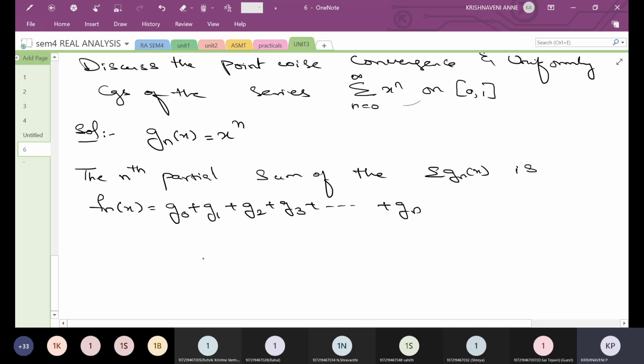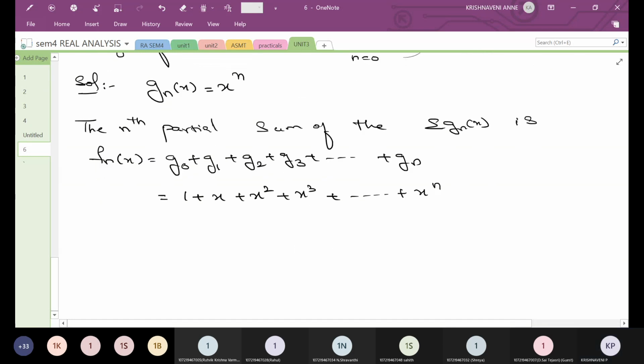Okay, so g naught means x power 0, that is 1. g1 means x power 1, g2 means x power 2, g3 means x power 3, plus so on plus x power n. Now what is x here? x belongs to the closed interval [0, 1]. Now can I say this is in the form of 1 plus r plus r square plus r cube plus so on, r power n? That means is it in GP? Yes.